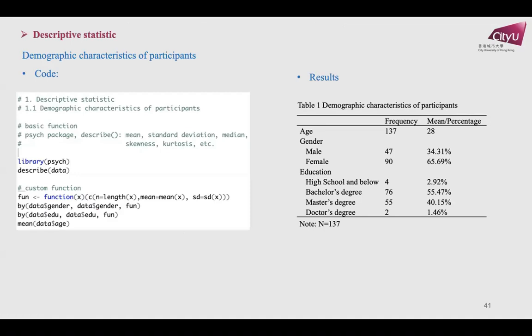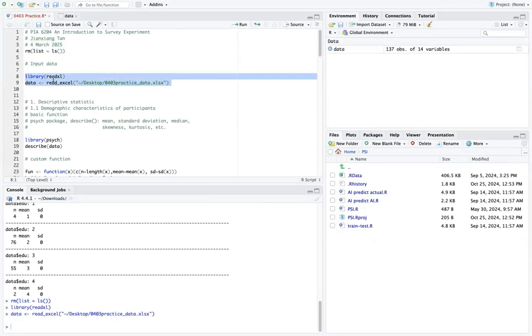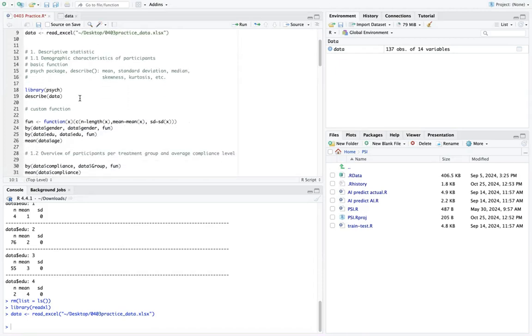So for the descriptive analysis, we first need to report the demographic characteristics of the participants. So in RStudio, we can first input our data. We need the library readxl to input our data from an Excel file. And for the descriptive statistics, there are many packages that can be used to do the descriptive analysis. Here we mainly mention two methods.